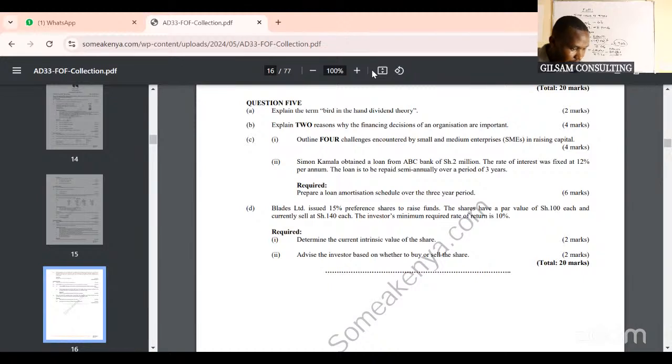Then we can have our loan amortization schedule. For the loan amortization, we follow the format.